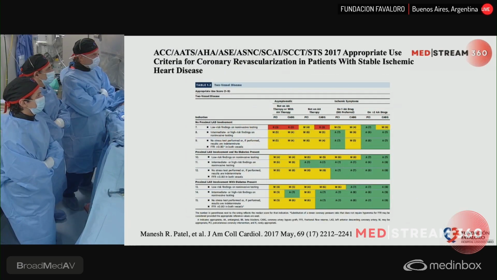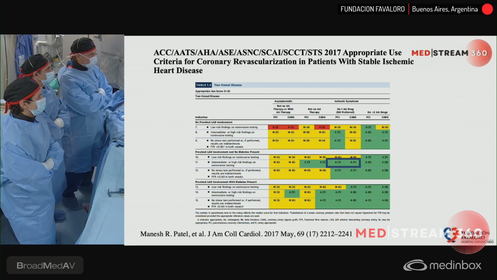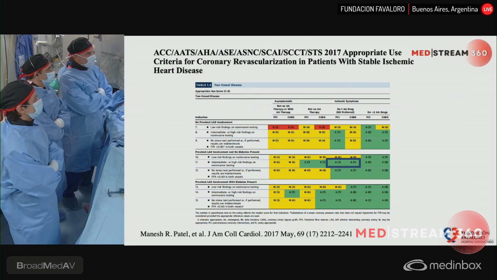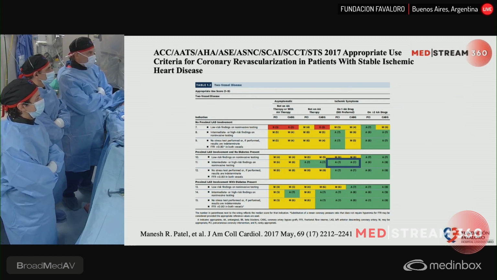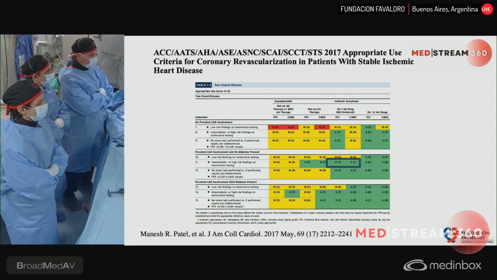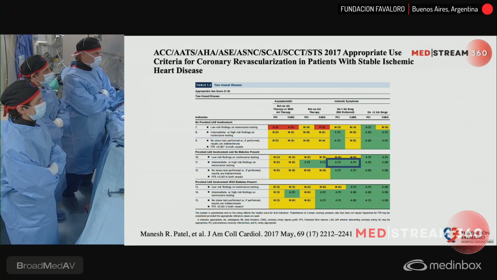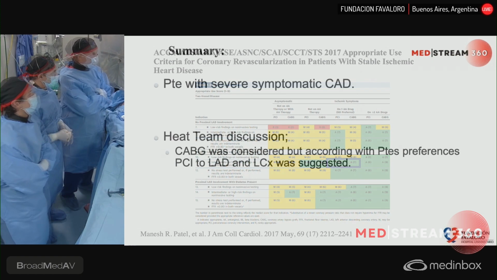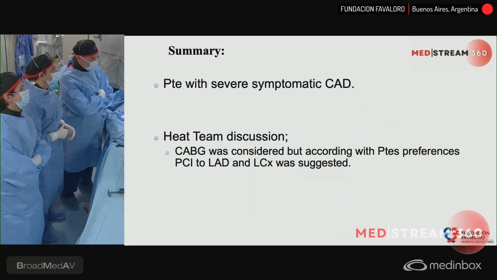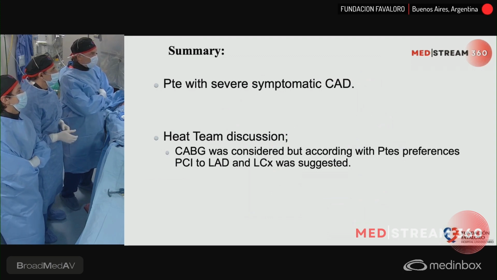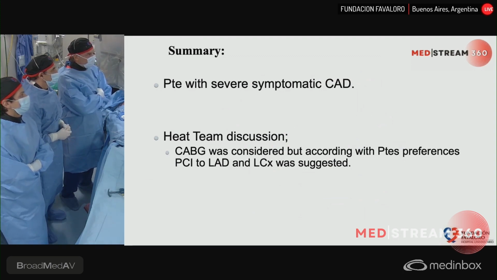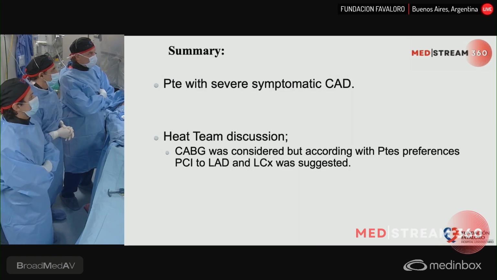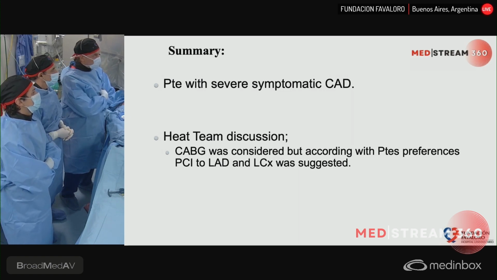And the indication, in our opinion, considering the proximal stenosis of the LAD, 2-vessel disease in a symptomatic patient, the indication of PCI, or actually the revascularization, is appropriate in this patient, although it's a chronic coronary artery disease, unstable. At the end of the heart team discussion, CABG was considered probably the best indication for this patient, but he refused surgery and he chose to undergo PCI.